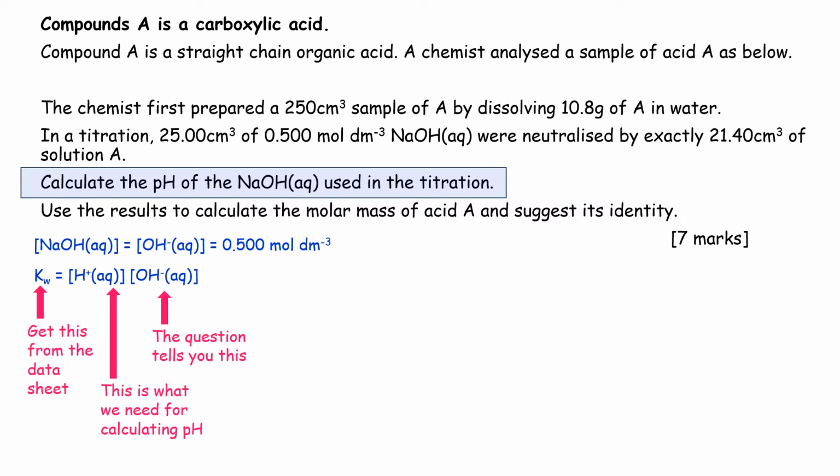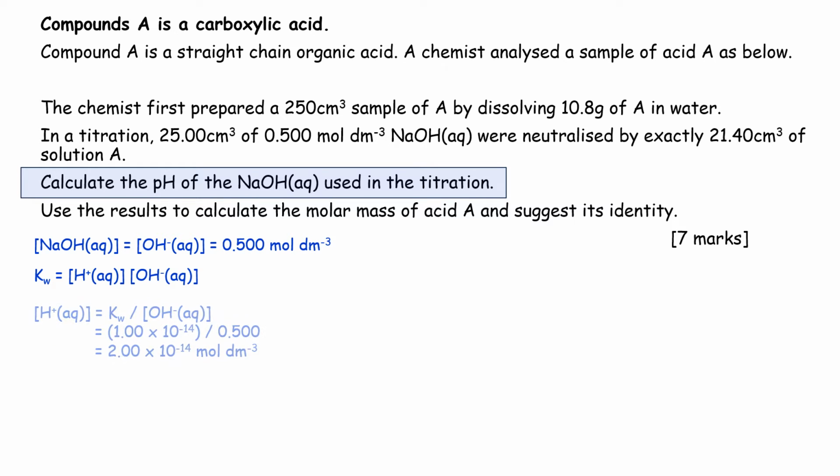So we need to rearrange the equation to get H⁺ as the subject. That gives us 2 × 10⁻¹⁴ mol/dm³, which then goes into the pH calculation, −log[H⁺], and that gives us 13.70. I rounded to 2 decimal places, which is the standard number of decimal places to express pH.